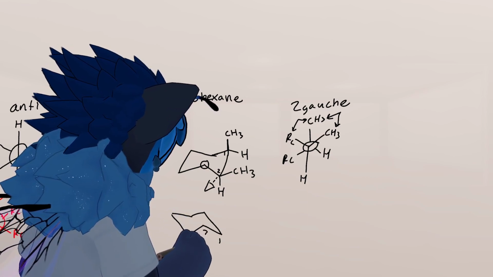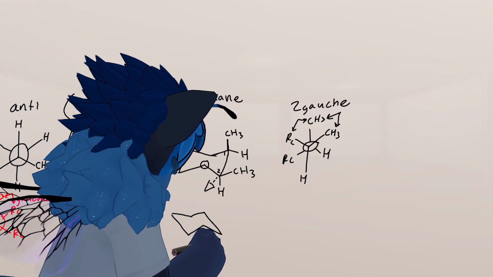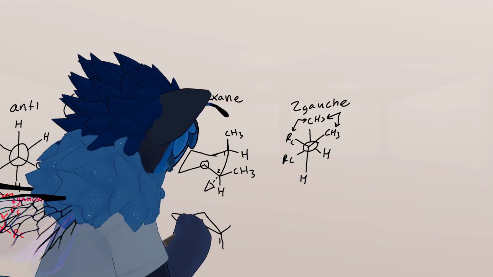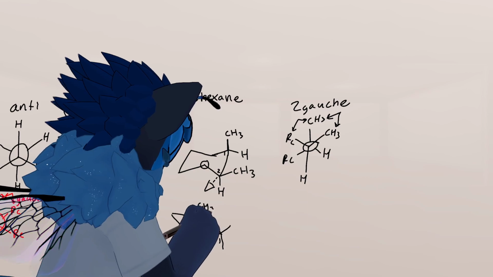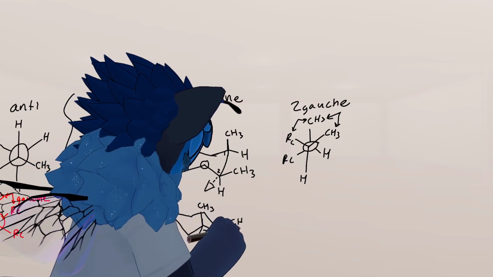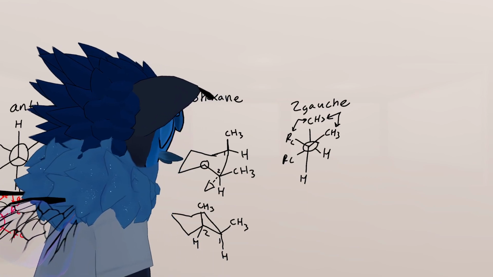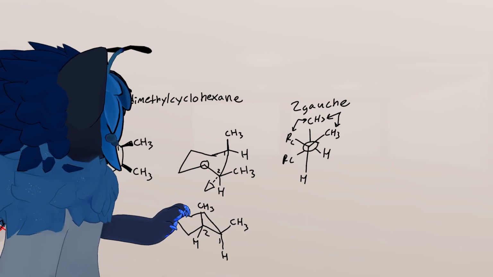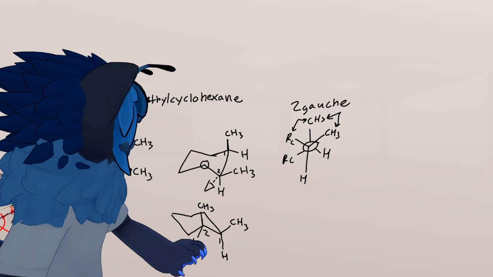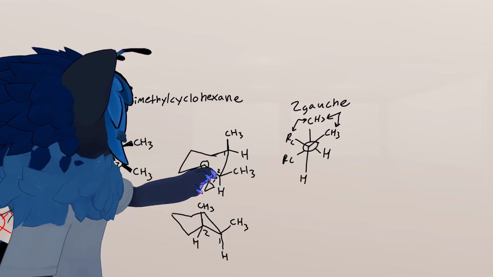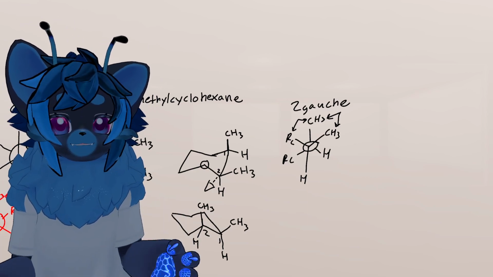Call that 1 and 2, because we just rotated it clockwise. Our metals are pointing up. So even when we chair flip it, if our metal was up, it's going to stay up. No matter if we chair flip it, if the group was up, it'll stay up. If it was down, it'll stay down.